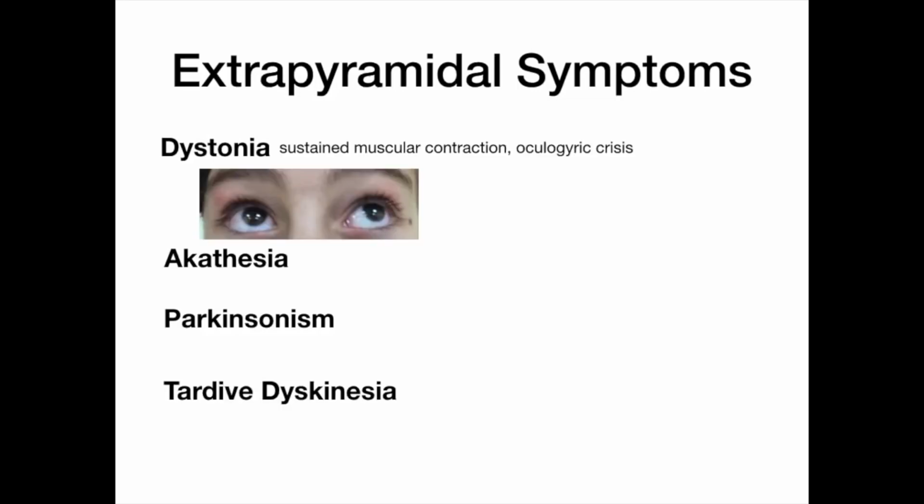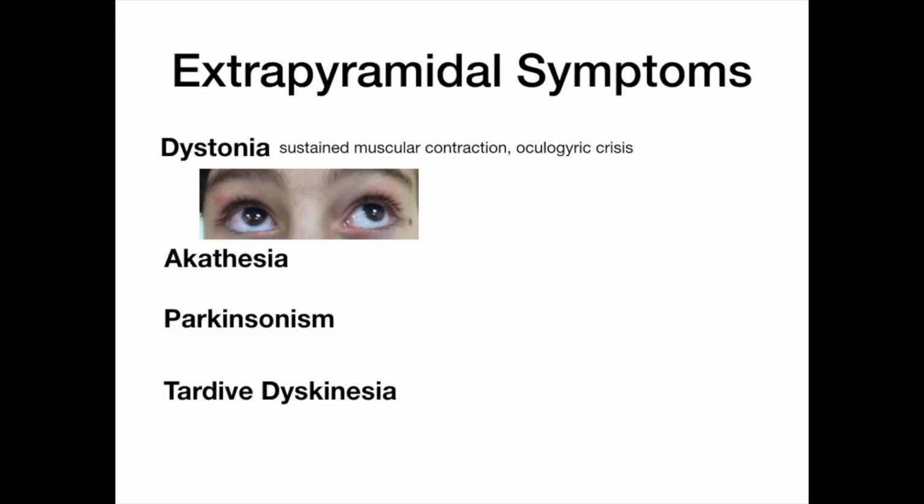So dystonia is a sustained muscular contraction, and that includes 2 things that show up on exams all the time. The first is oculogyric crisis. That is when the eyes have this stuck, fixed upward gaze, and the muscle of the eye is literally pulling the eyes up. And because it's a sustained muscular contraction, the eyes are stuck looking up.